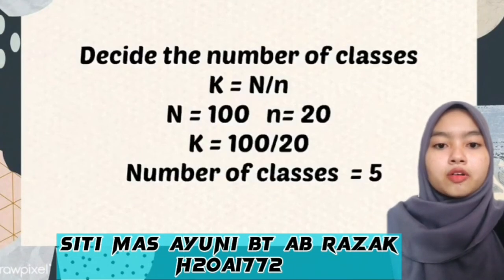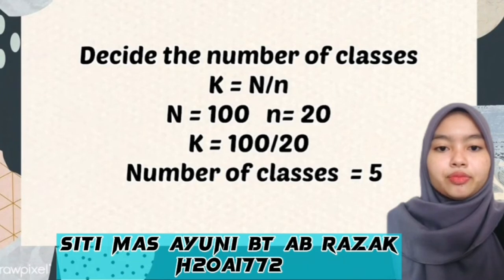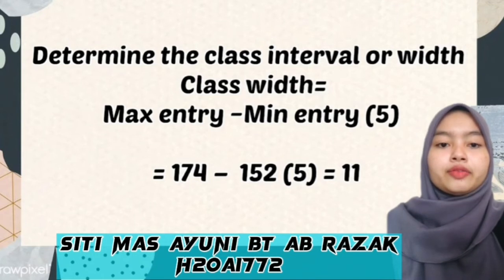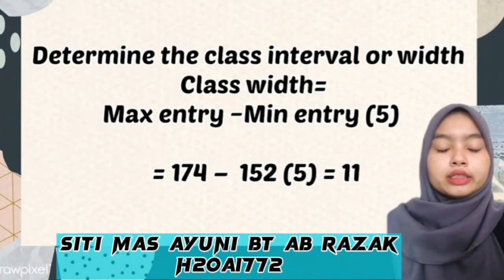First, decide the number of classes. N equal 100, n equal 20. K equal 100 divide 20. Number of classes is 5. Determine the class interval of weight class. Weight class equal max entry minus min entry divide 5. So 174 minus 152 equal 11.